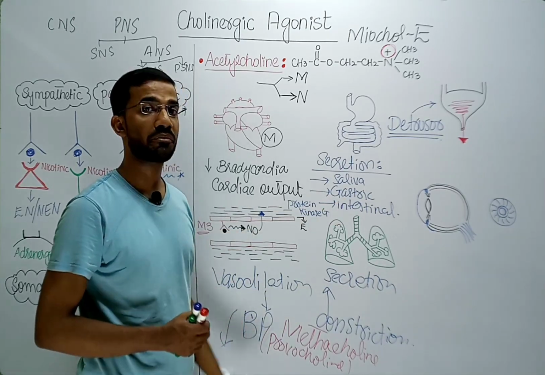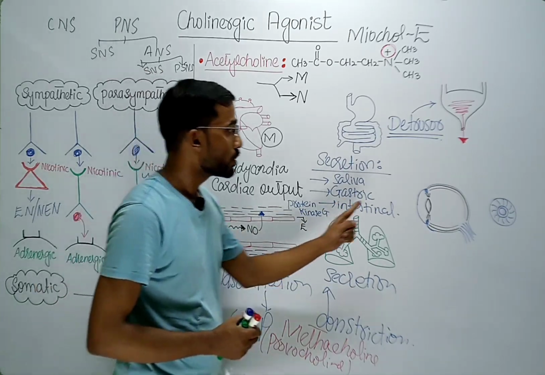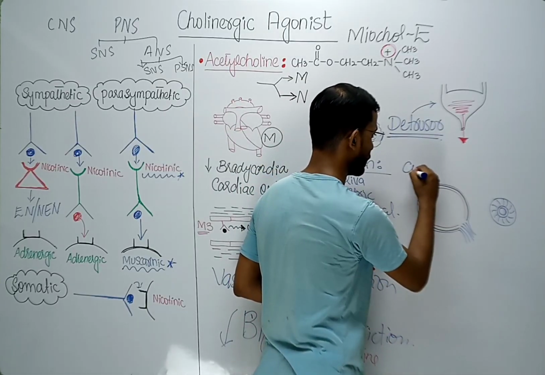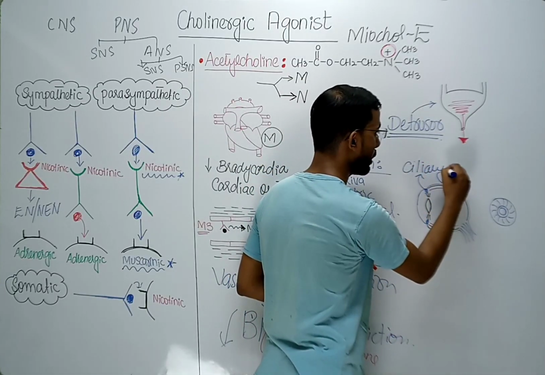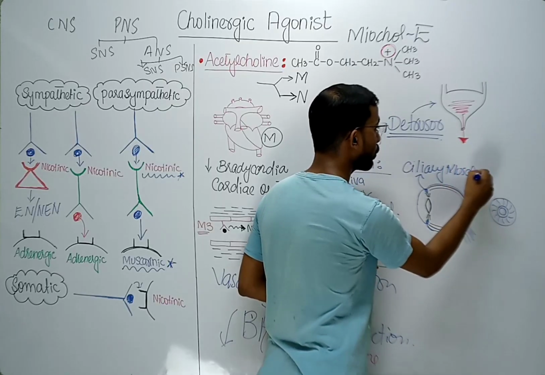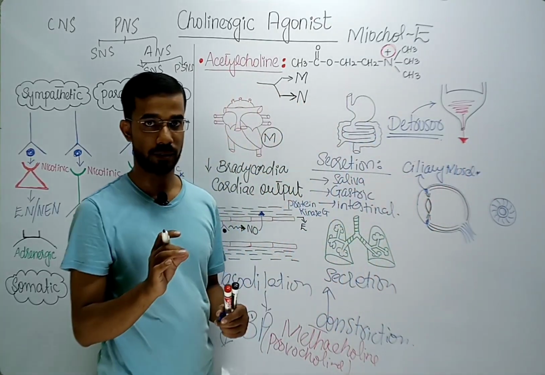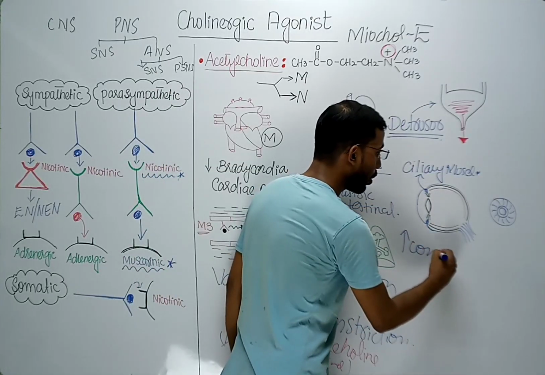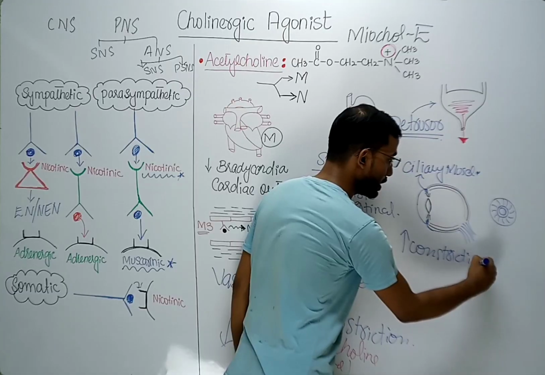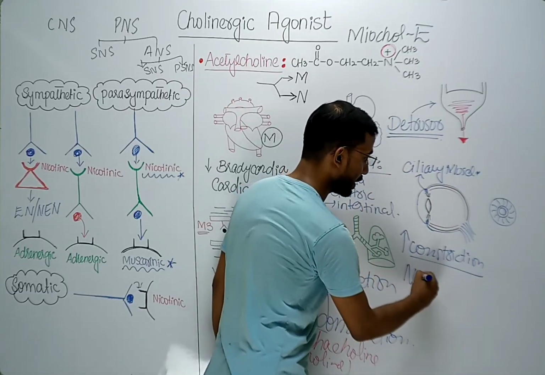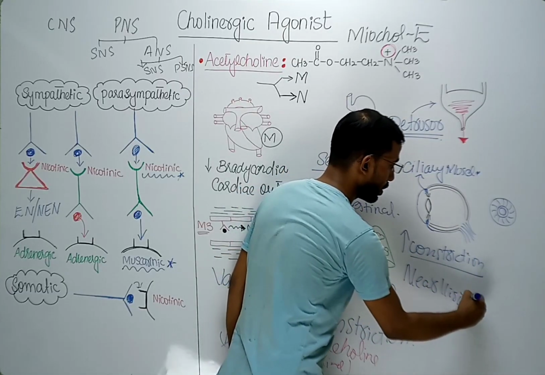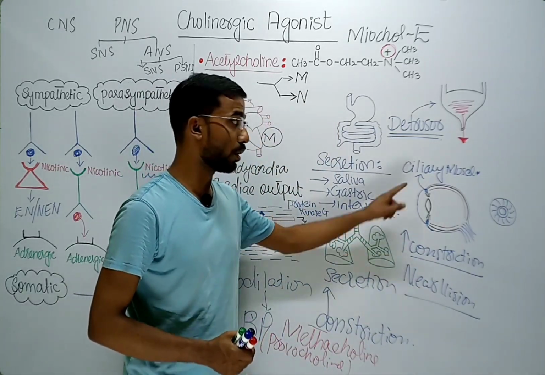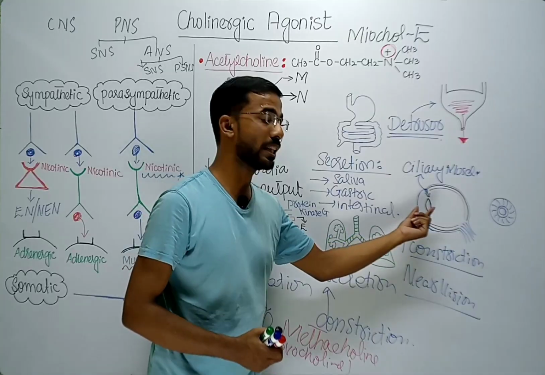Next are the effects on the eye. As we know, the eye has ciliary muscles through which the lens is attached by different filaments. So it increases the constriction of the ciliary muscles for near vision. For near vision, it causes the constriction of the ciliary muscles, and ultimately you will see accommodation in the eye.